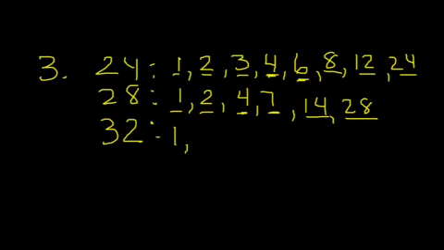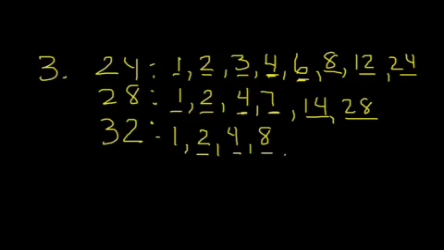For 32, 1 goes into it. 2 goes into it. 3 does not go into it, so don't list it. 4 goes into it. 5 does not. 6 does not. 6 times 6 is 36. 6 times 5 is 30. 7 does not. 8 does. Okay, yay, look, I've already asked myself all the numbers between 4 and 8, and I have partners. So now I'm done. I don't need to ask myself about any other numbers.